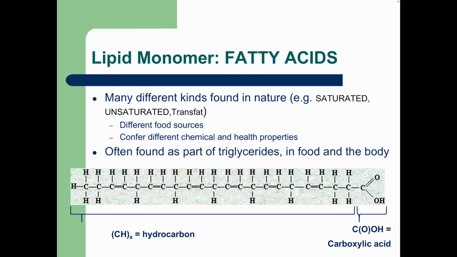So, fatty acids. There are many different types of fatty acids found in nature. You've probably heard about saturated fatty acids, unsaturated fatty acids, and trans fatty acids. These are from different sources of food, and they confer different chemical and health properties. Fatty acids are often found as part of triglycerides, which are also sometimes referred to as triacylglycerols in food and the body. So the structure of this fatty acid has the CH group, where we have our hydrocarbon and also our carboxylic acid. So here we've got our carboxylic acid, and then here we've got the long hydrocarbon.